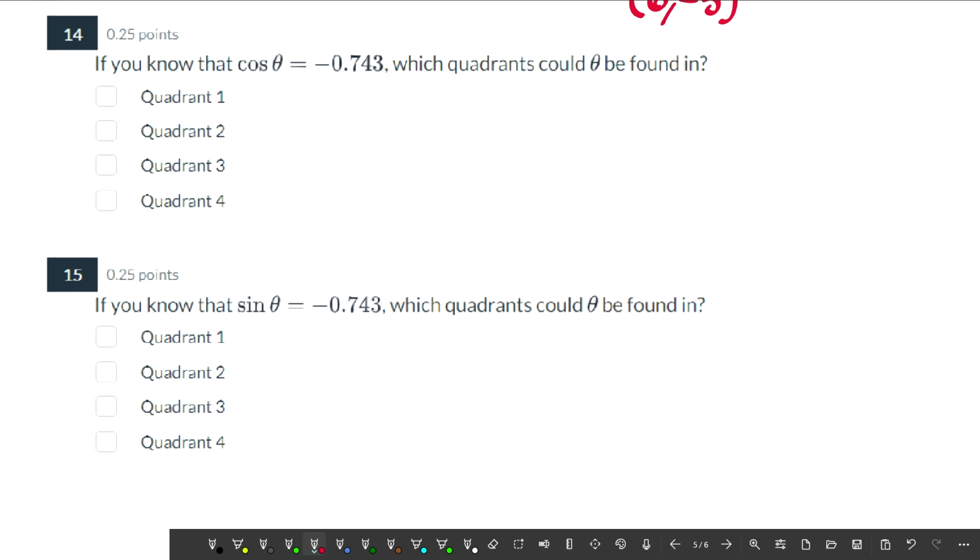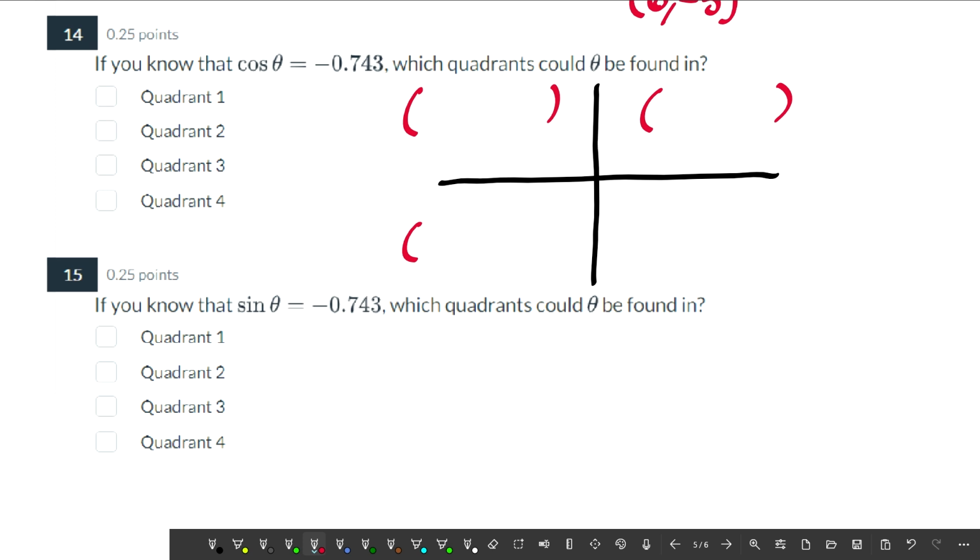All right, number 14 and 15 makes you recall some information about coordinates. Now, if you remember, we had a handout where we talked about the different quadrants and what sine and cosine do respectively in those quadrants, but it all really comes down to if you know what the coordinates do in these quadrants. So if you remember, in general, we can say what the values of points are in different quadrants.